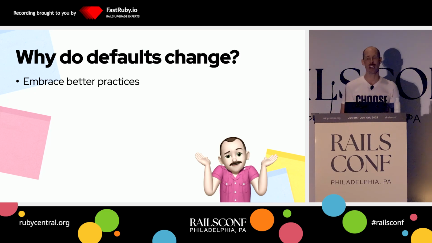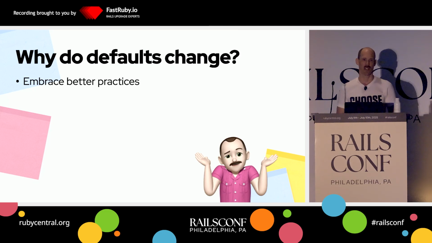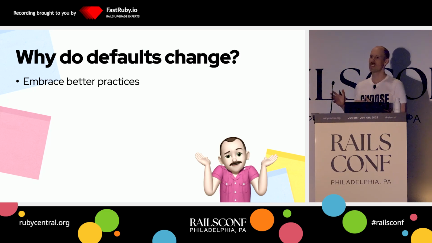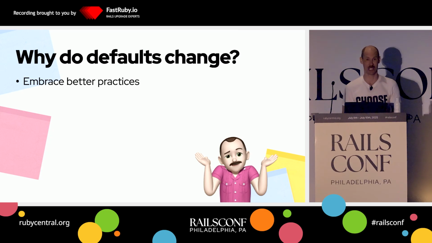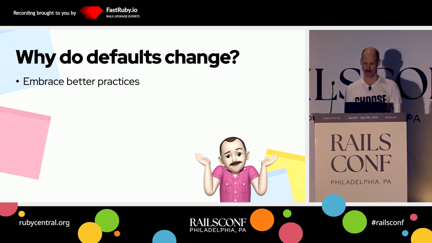So the first thing that a lot of the PRs and issues that change defaults mention is embracing better practices. Defaults are a way we can move developers from one way of doing things to another, and we do it in a slow manner. We might think, hey, we like database constraints now. We like it when Active Record warns us and not the database throwing an error. We can move developers in that direction by setting a different default.